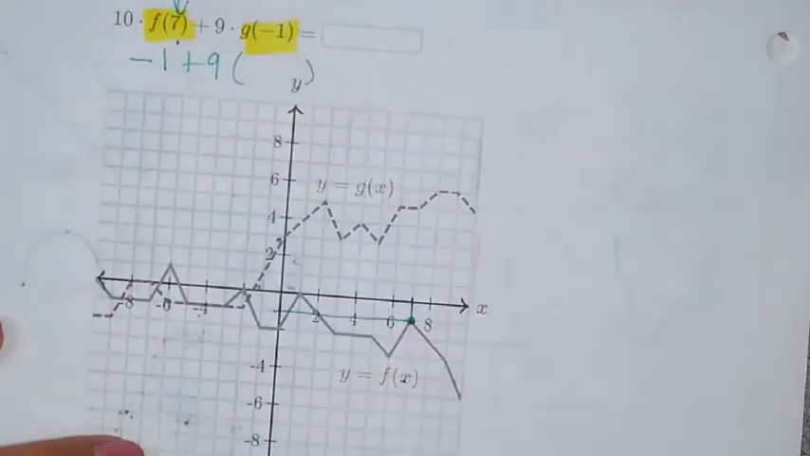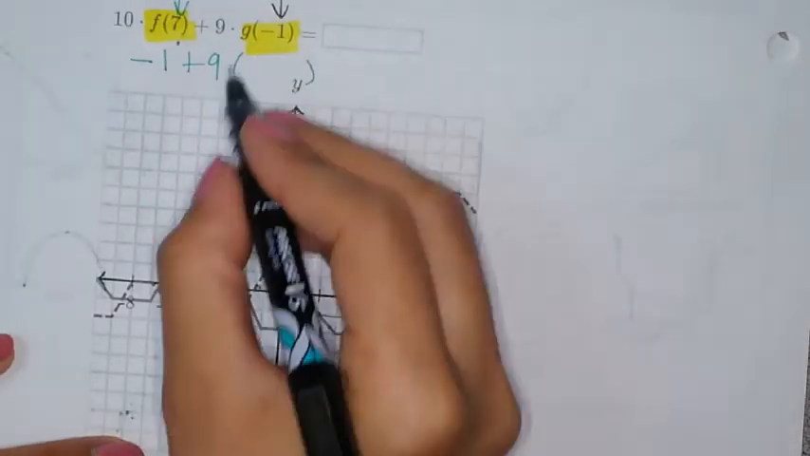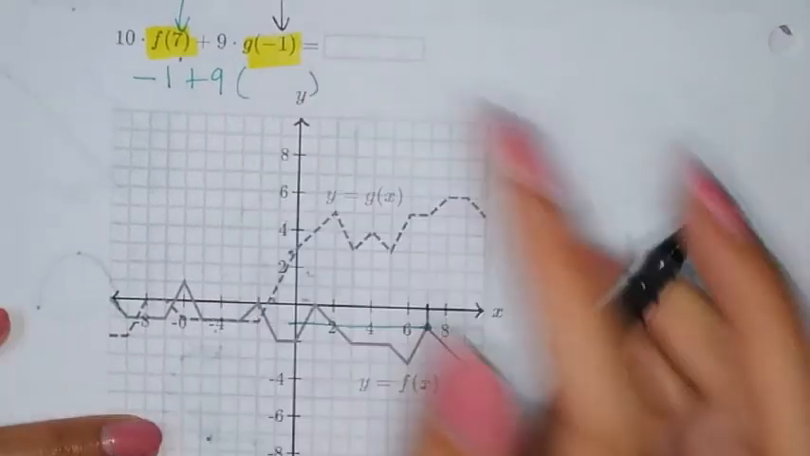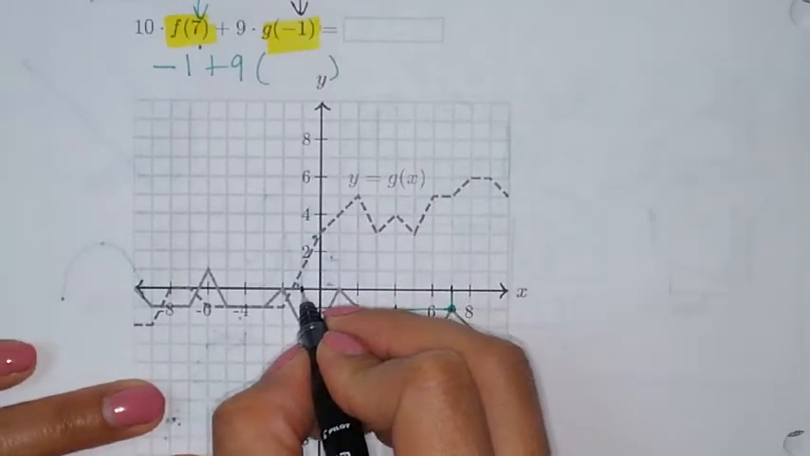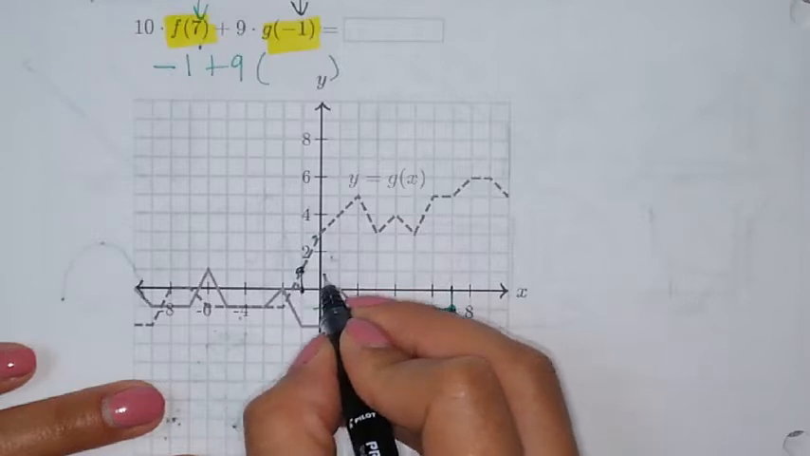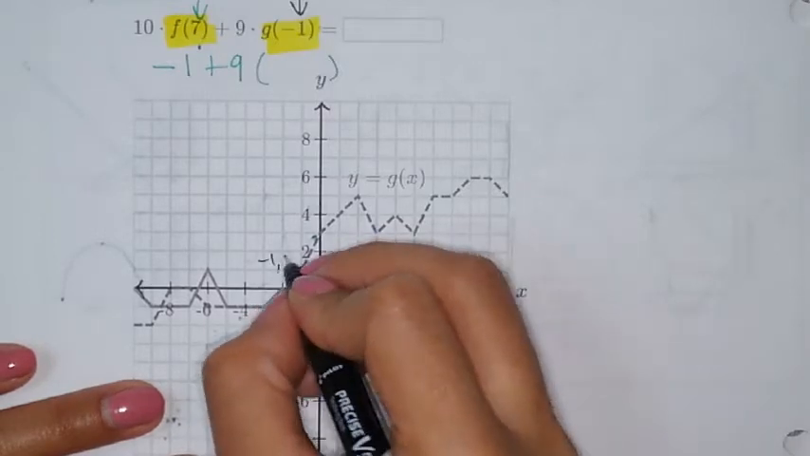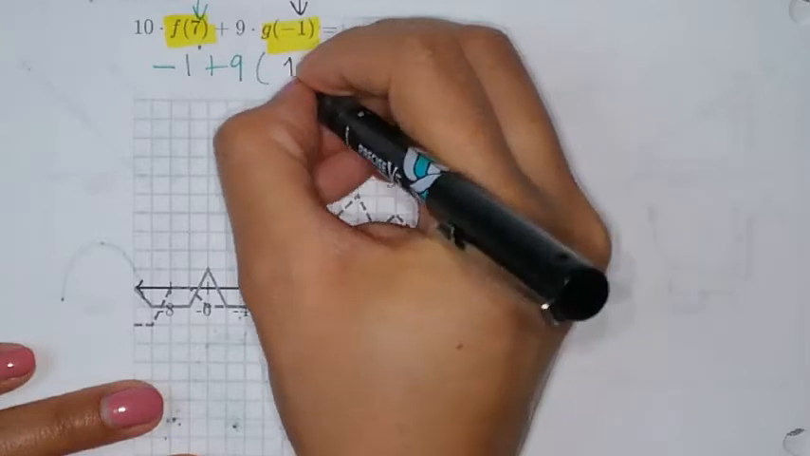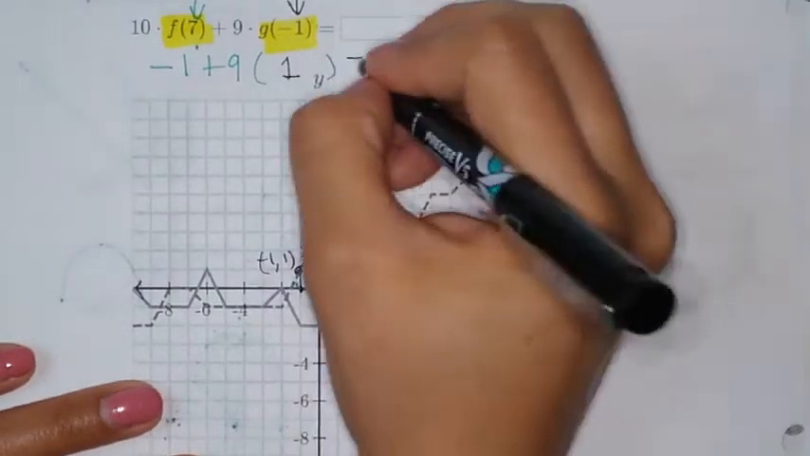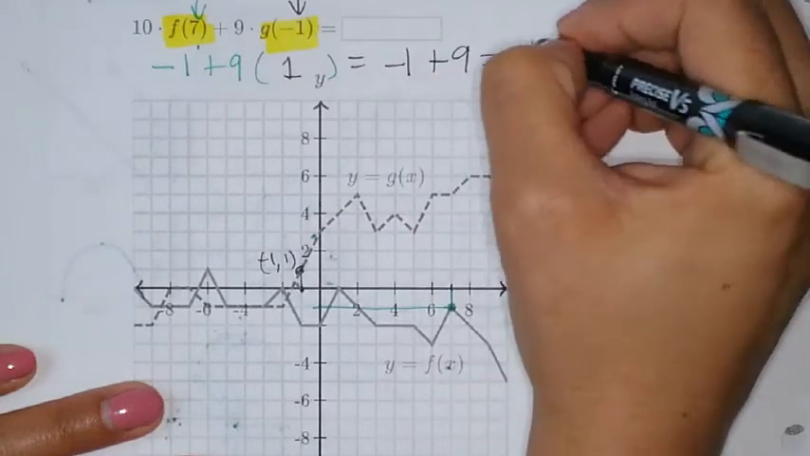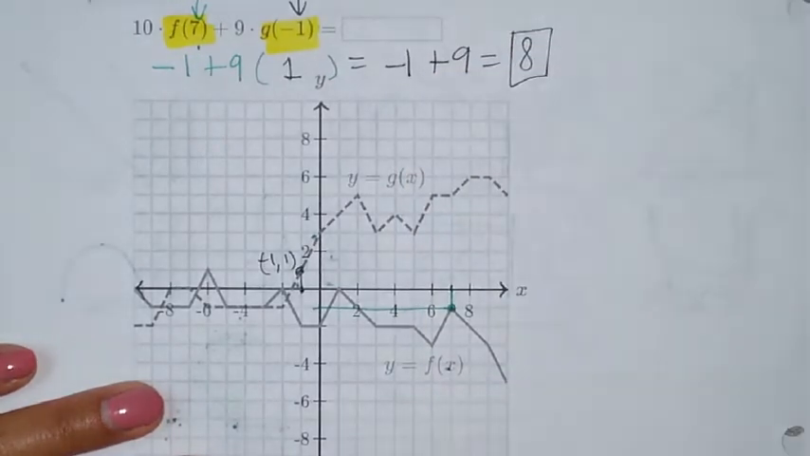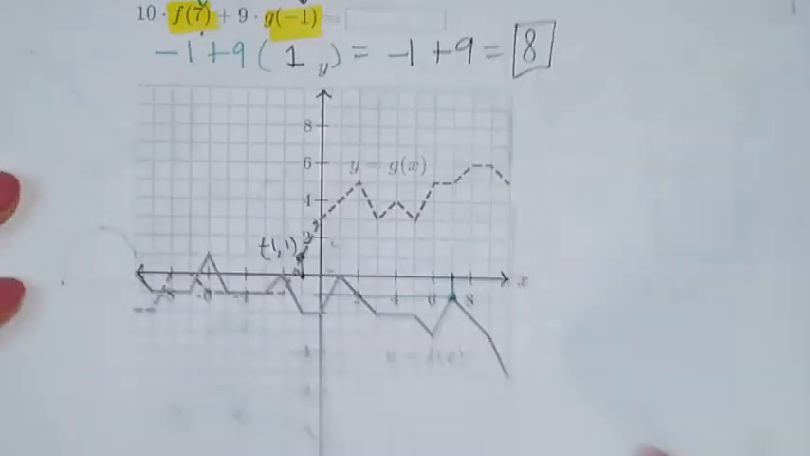G of negative 1. When x is negative 1, I'll go over here, here's negative 1. Where is the g? G is the dotted line. So I go up, and it looks like it's positive 1, right here, negative 1, positive 1. Okay? So then I have negative 1 plus 9 times 1, which is 9. That's going to equal 8. Alright?